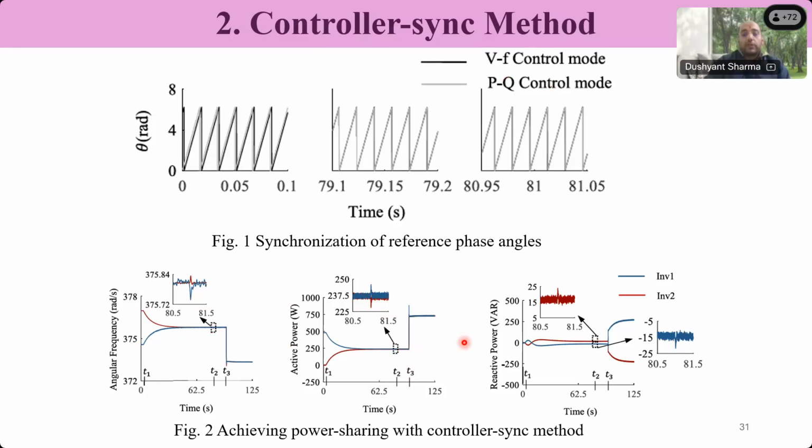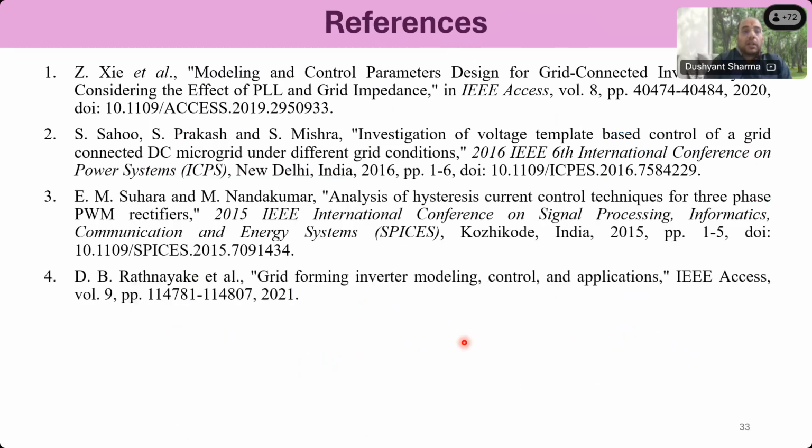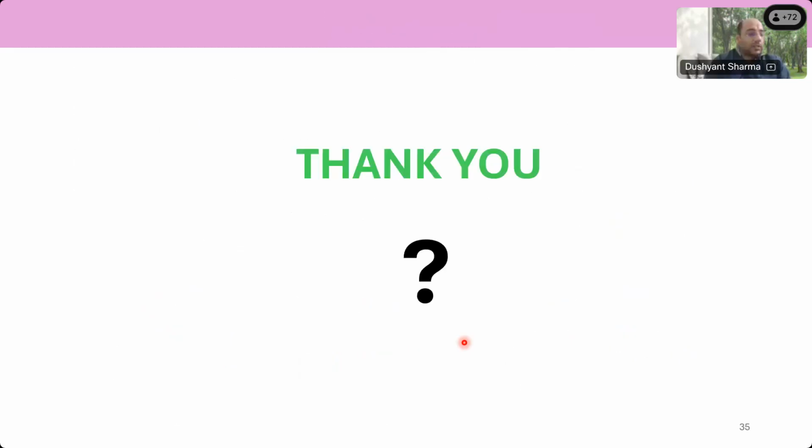So this is how we control the grid forming inverters. So with this, I conclude my presentation for today. The simple concept is just a quick recap: two modes, grid following, grid forming, use of PLL or unit template for the grid following one. For the grid forming mode, either the output synchronization or the controller synchronization works.